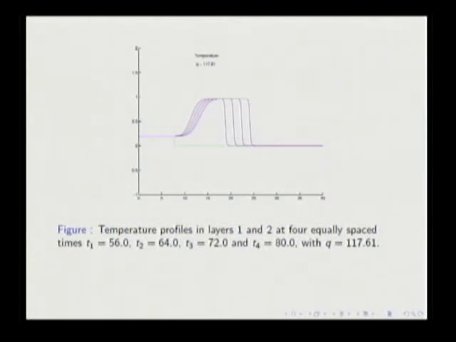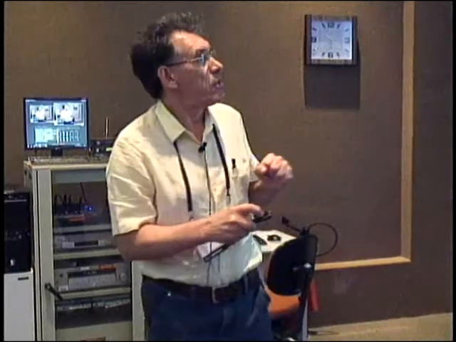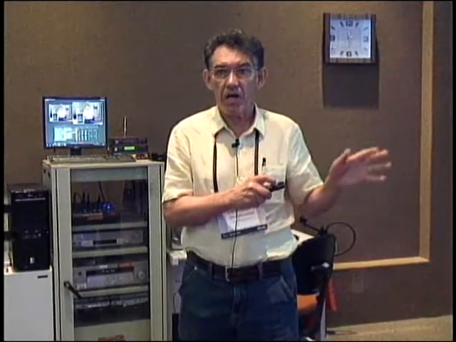When the heat transfer from one layer to the other is large, the temperature becomes the same in both layers, so we have a traveling wave in both layers. So we have a picture like this.